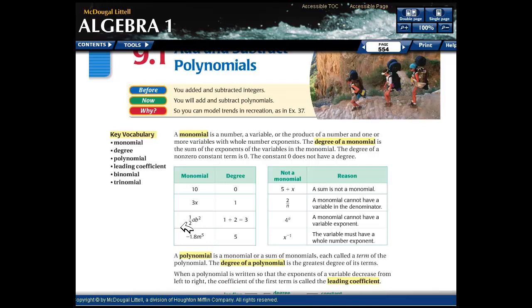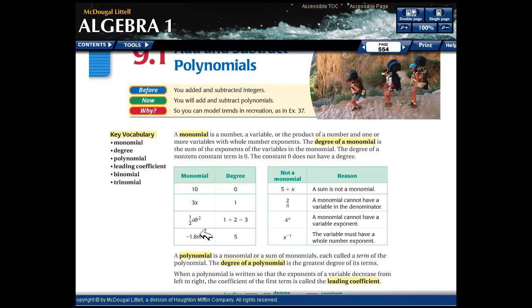It talks about the degree of a monomial being the sum of the exponents. So there aren't any exponents of the variables because there's not any variables. So that is a 0 degree term. There's only one letter, and you remember when you don't see an exponent, you assume it's a 1, so that is a first degree monomial. This one, the a is a 1, the b squared, so it's the sum of those two, so that's a third degree monomial. This one obviously is just a 5 because that's all it has.